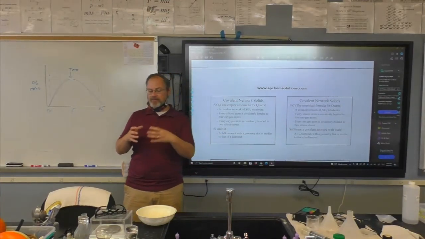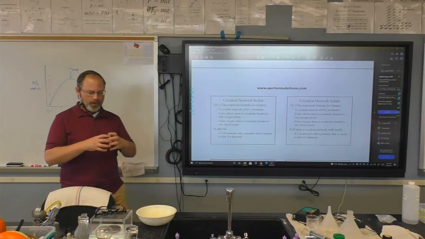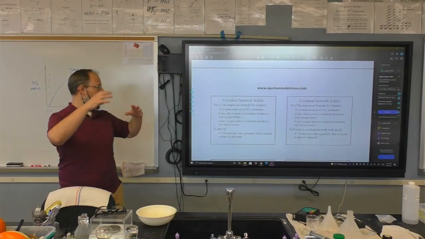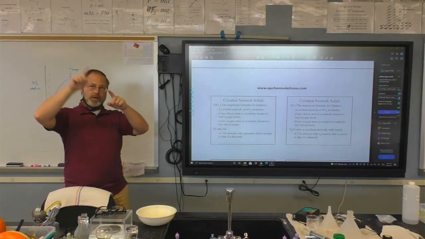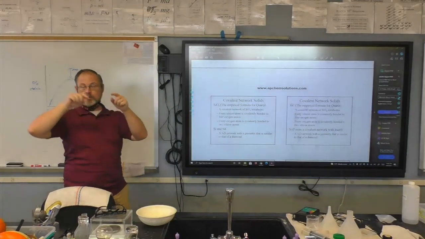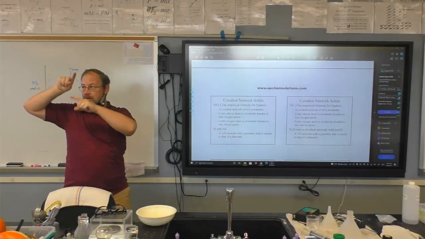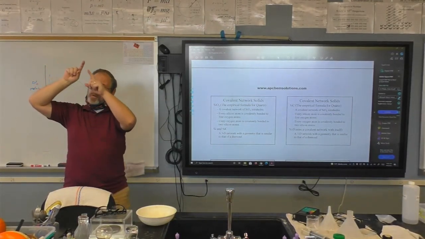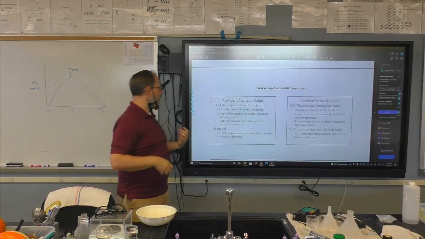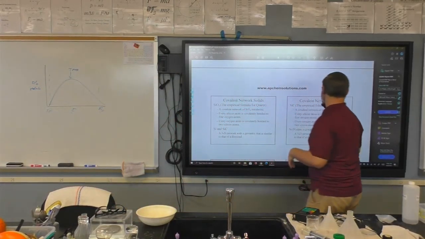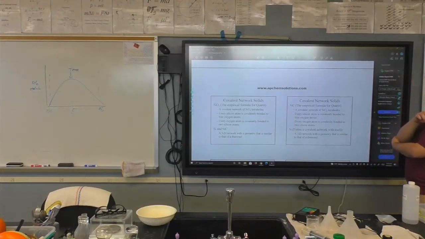So that SiO2 is propagated throughout the crystal, and there is a whole bunch of silicon bonded to oxygen, bonded to silicon, bonded to oxygen. That oxygen is bonded to that silicon, and that silicon down there, and it basically just makes this gigantic molecule, which is extremely strong.